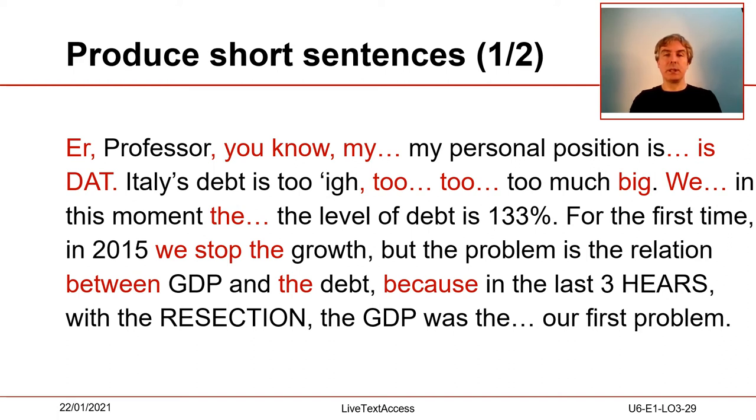Professor, you know my personal position is that Italy's debt is too much big. We in this moment the level of debt is 133%. For the first time in 2015 we stopped the growth, but the problem is the relation between GDP and the debt. Because in the last 3 years with the recession, the GDP was our first problem.